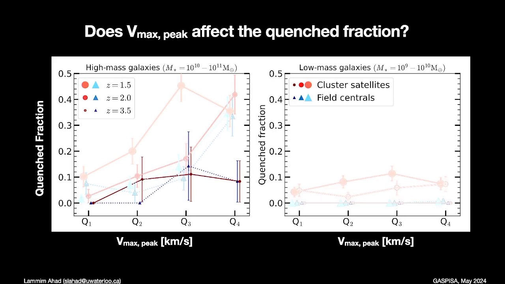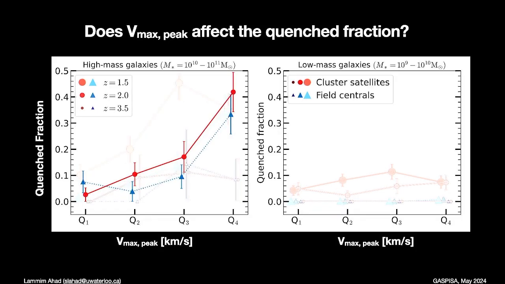But now, if we look at the high mass sample, we see that at redshift 3.5, there's some quenching happening, but the distributions of quenched galaxies in cluster and field are not very different. So whatever is quenching them is very similar. This changes very interestingly if we go to redshift 2.